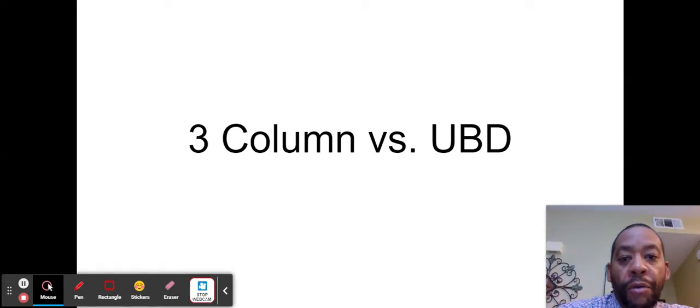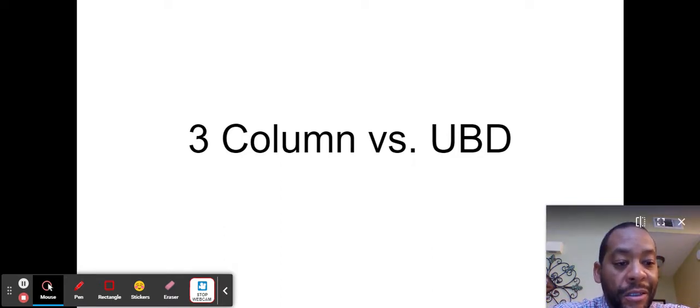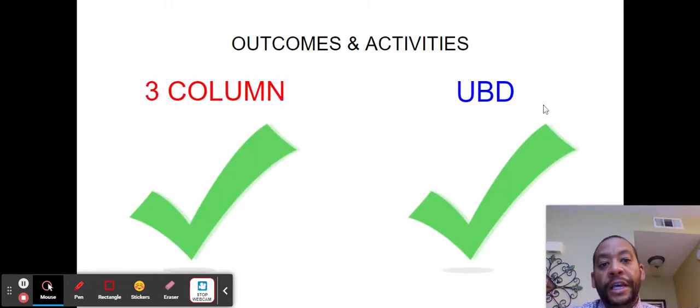Hey, so right now we're going to just take a moment and look at the three column versus the UBD when it comes to the assessments and aligning outcomes and all that stuff. Okay. So the first thing, the outcome and activities. The three column and the UBD, do they both align outcomes and activities? The answer is yes. So they both get a check mark there.